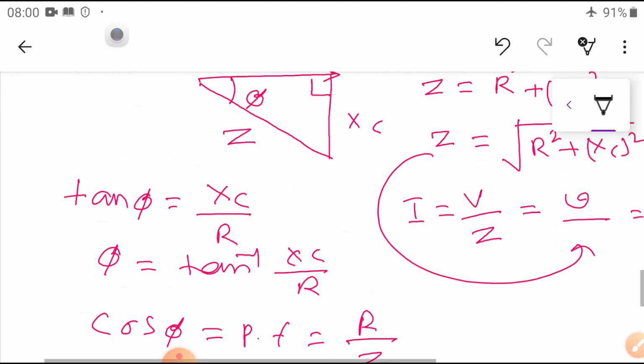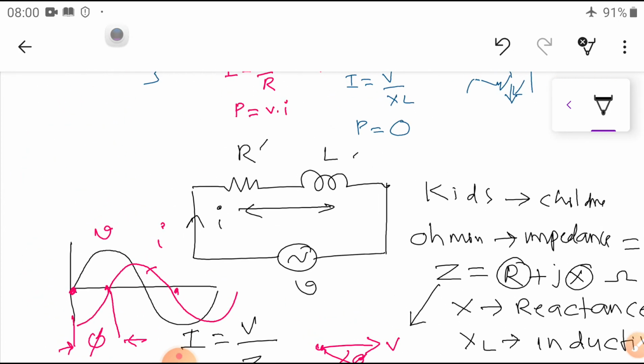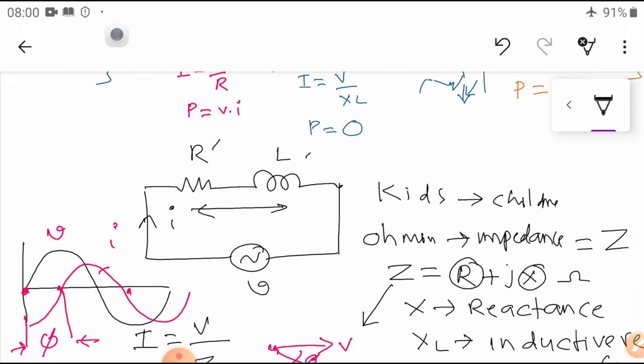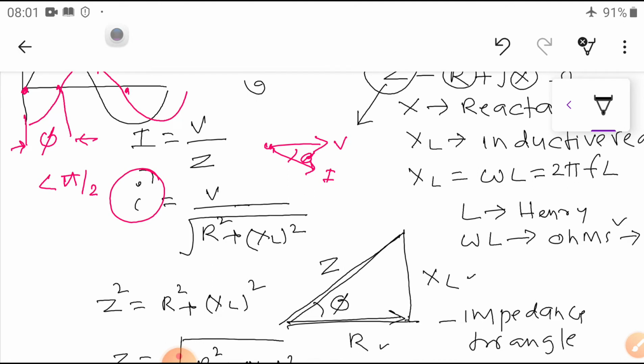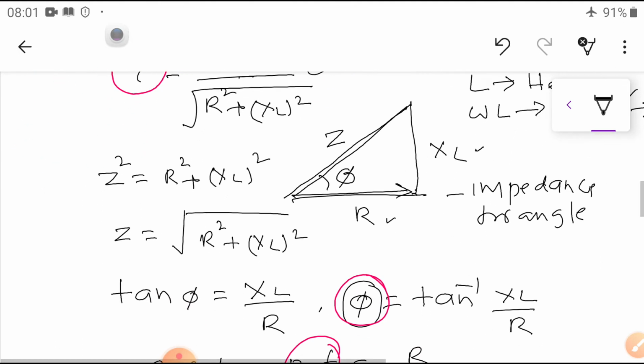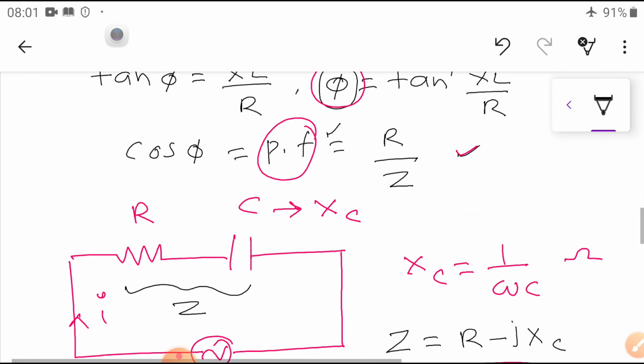So dear students, with the same procedure, what have we seen? We have seen separately our resistance and inductance connected in series. We have drawn the vector and phasor diagrams. Based on this, we calculated the impedance. Impedance is R plus jX, and based on this we calculate the current, phase angle and power factor. At the same time, if required, I can calculate the power also. Power is equal to V into I.